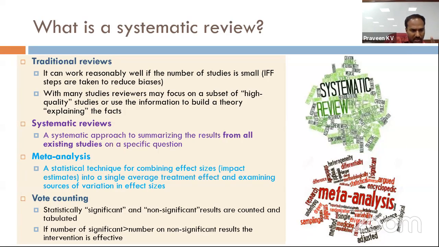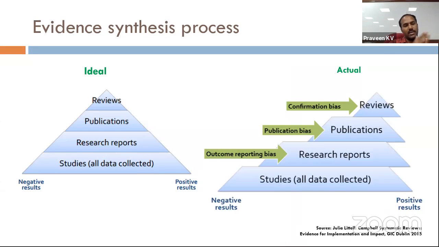So when we compare all these, we know systematic review and meta-analysis is a more standard, useful or robust method. But we have to face several challenges once we start synthesizing the evidence. Okay, so I have given the ideal situation on the left side. When we try to collect studies, we don't see whether they are negative or positive. It is open to both categories of studies, and we start searching research reports, publications, reviews, in all these kinds of things.